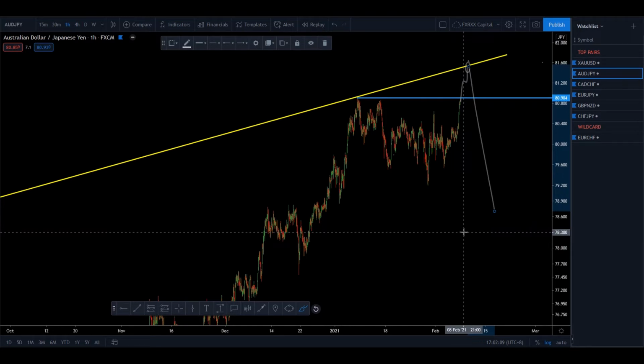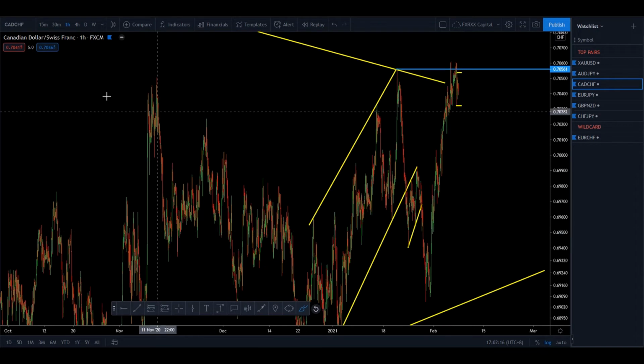the biggest sample of this position, double top, third touch, multi-touch, has a huge winning rate in price action strategy. Next we move to Canadian dollar CHF.